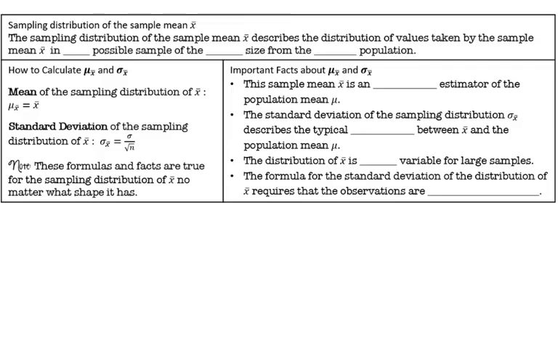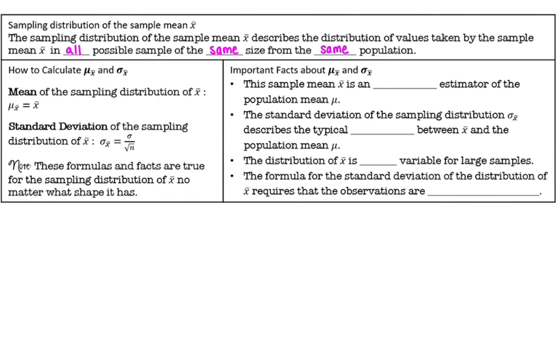Alright, the sampling distribution of the sample mean x bar describes the distribution of values taken by the sample mean x bar in all possible samples of the same size from the same population. How do we calculate the mean and the standard deviation of our sampling distribution?